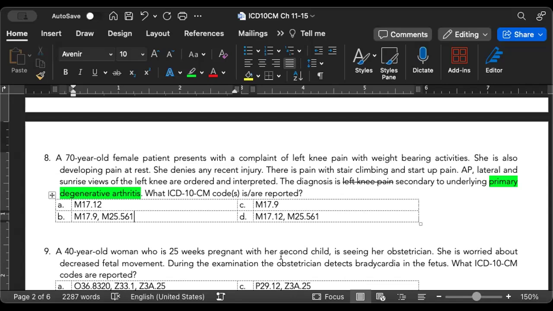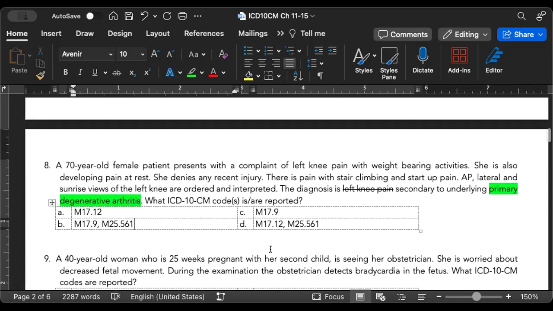Now, the osteoarthritis is our primary. So we'll go to primary underneath osteoarthritis. And then our anatomic location is the knee, right? So that tells us M17.1 because it is not bilateral. It's only unilateral because it's only in the left. So we'll go to M17.1.